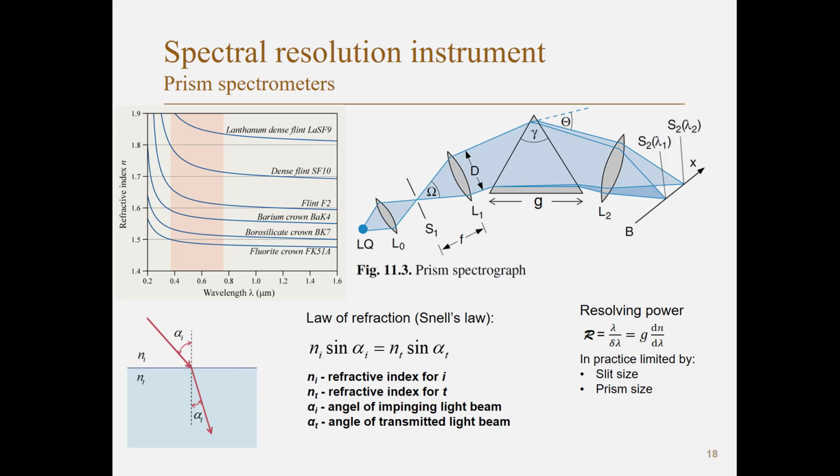And this resolving power is given by G, which is the length of this prism, I'll come back to that, times the derivative of the index of refraction with respect to wavelength. That is basically the tilt of this curve here, the slope of this curve over here. This definition actually holds if you fill the whole of a side of this prism. So if you fill the whole prism, this gives you your resolving power.